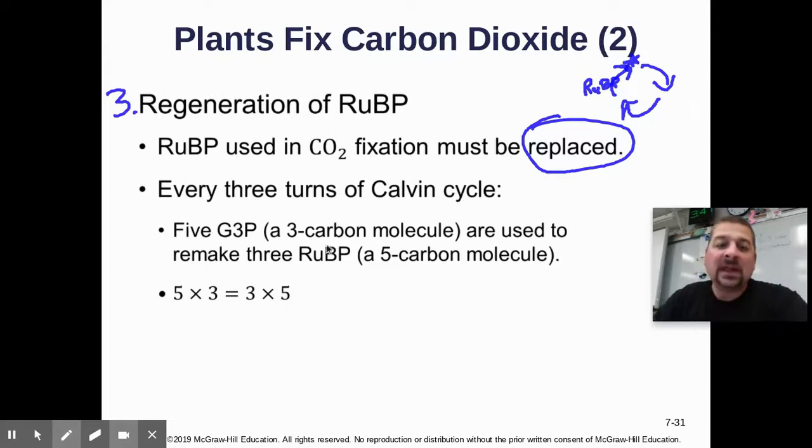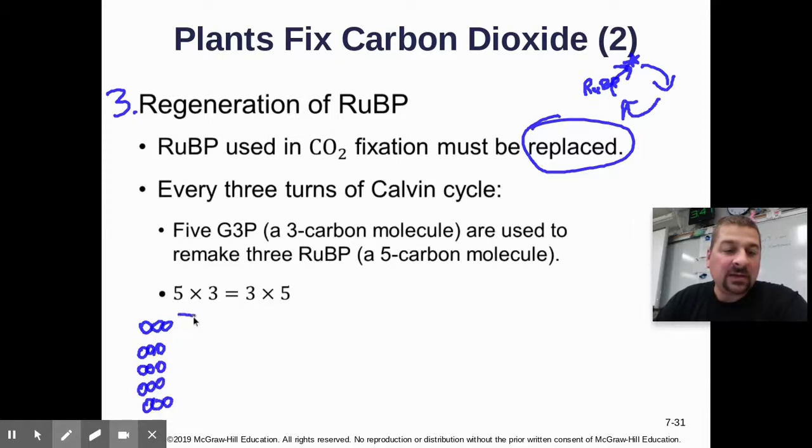to go back around. So every three turns of the Calvin cycle, you're going to have five G3Ps. Why not six? Remember, we take one of those G3Ps, it gets spit out, and is used to make glucose. So the other five G3Ps, that's five molecules of three carbons. So there's one, two, three, four, five.